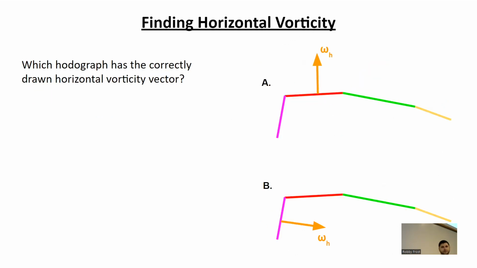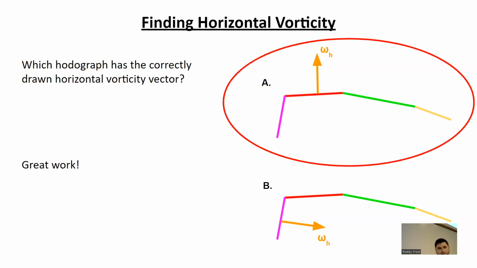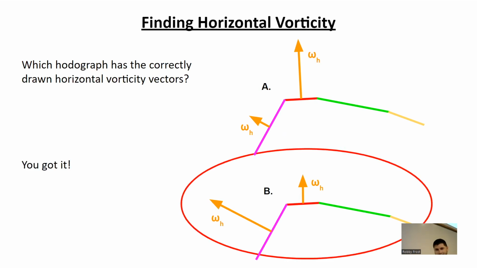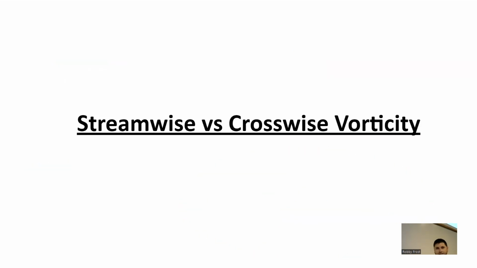Let's do a question. Which one is correct, A or B? A? Great. Yep. Vorticity is always normal and to the left of the hodograph. How about this one? A little more tricky. B? Not so tricky. There we go. The stronger the shear, the stronger the vorticity.